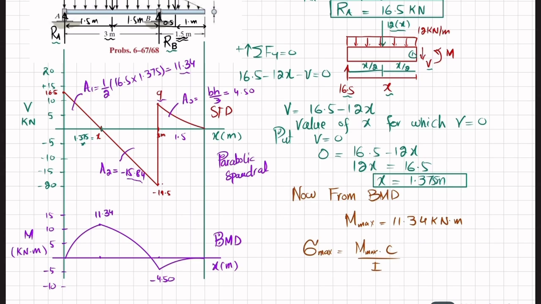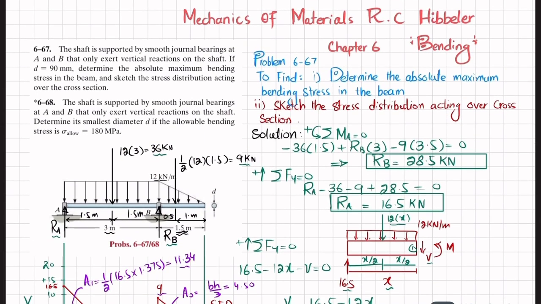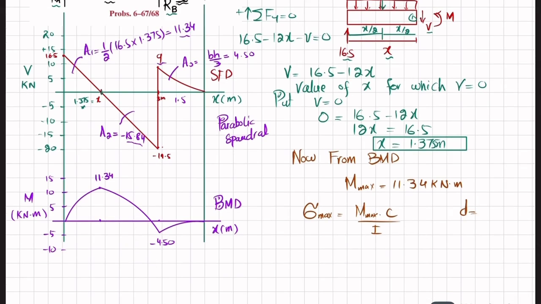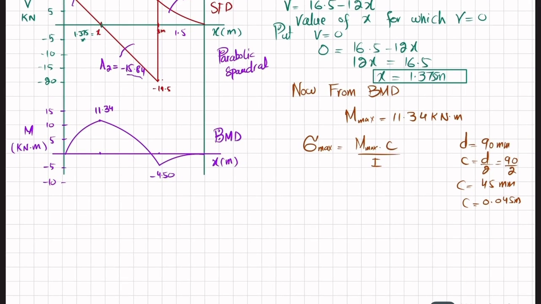Diameter is given as 90 millimeter. So radius C is equal to D divided by 2. So 90 divided by 2 is equal to 45 millimeter, and in meter it is equal to 0.045 meter. And what about I? Second moment of inertia of this circular shaft is equal to pi by 4 C power 4, and that is pi by 4 into 0.045 power 4. The unit will be meter power 4.